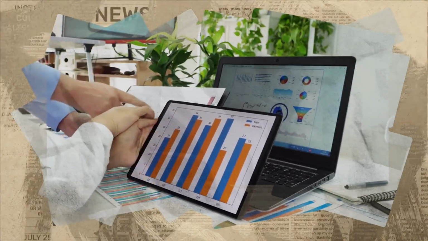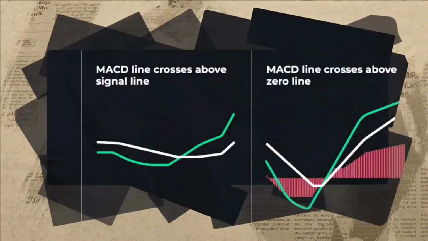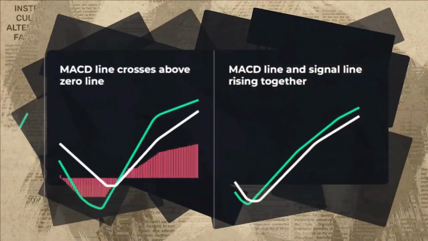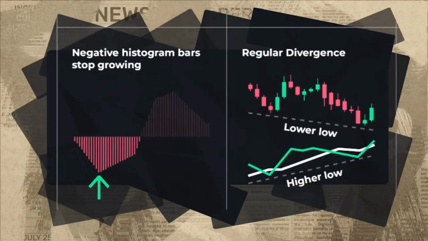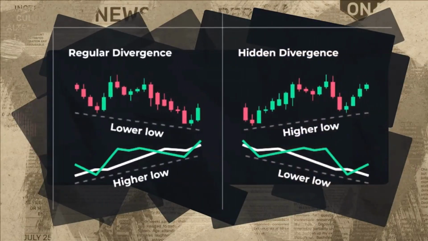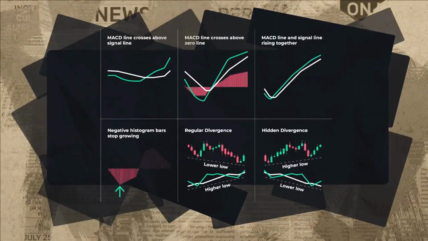It can also be used to identify divergences. A bullish divergence occurs when the asset price makes lower lows while the MACD makes higher lows. This suggests that the downtrend may be losing steam and a bullish reversal may be on the horizon. Conversely, a bearish divergence occurs when the price makes higher highs while the MACD makes lower highs, indicating a possible bearish reversal.